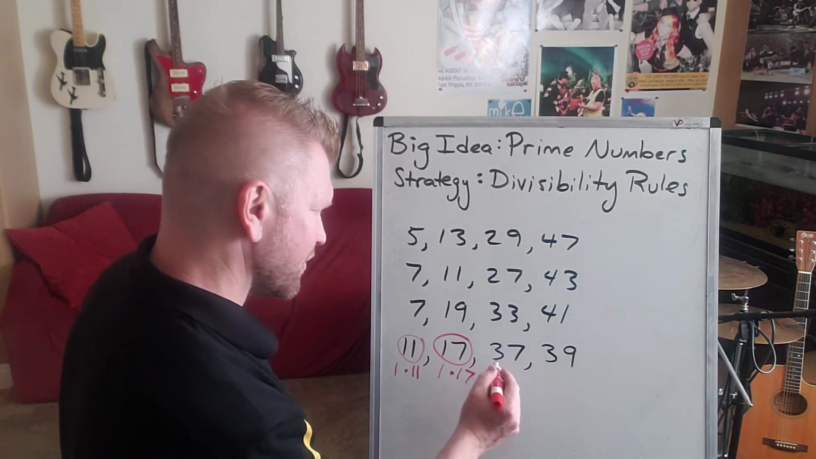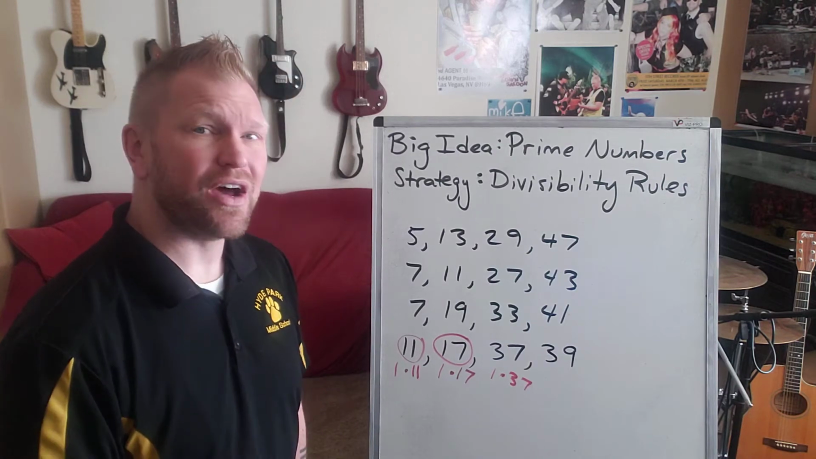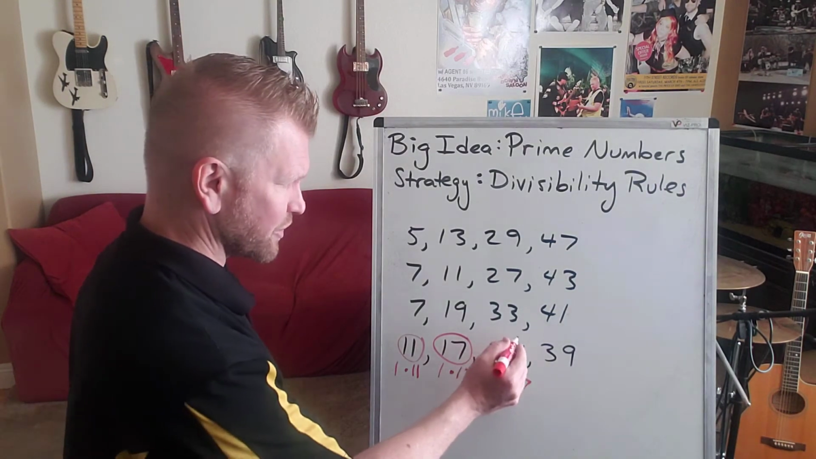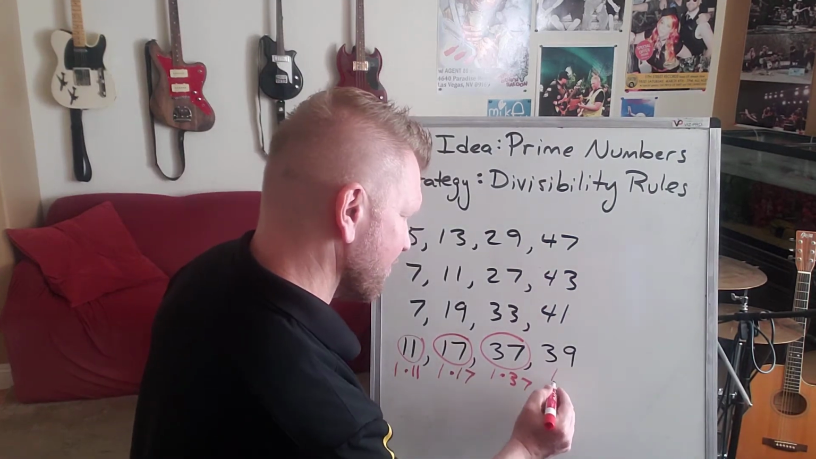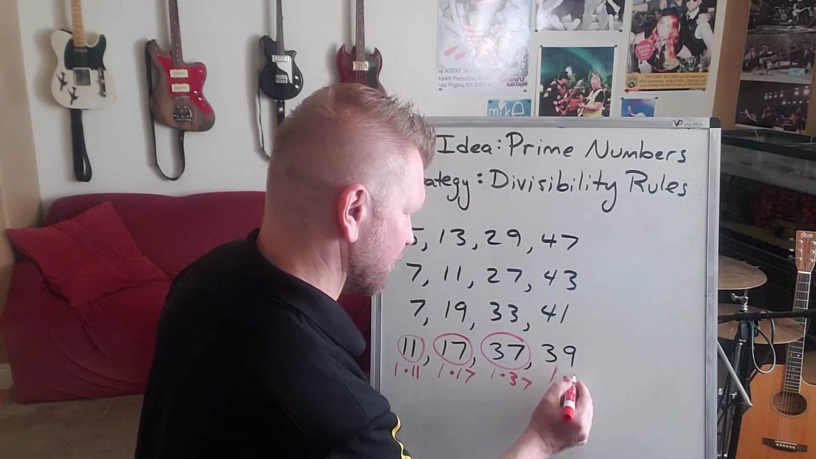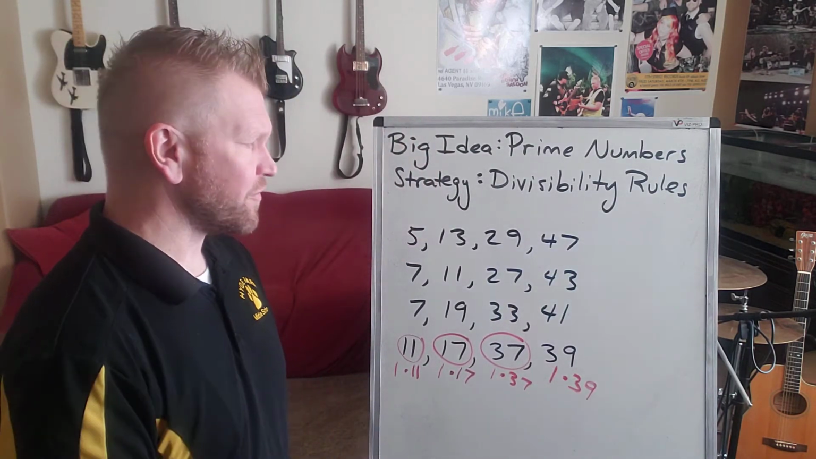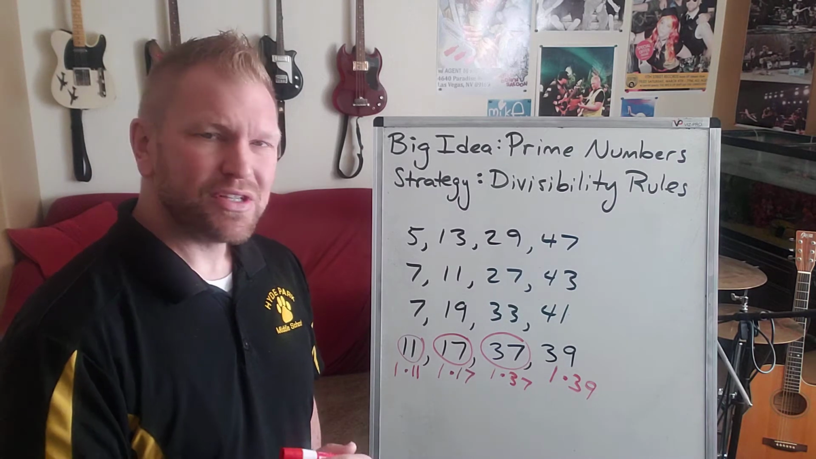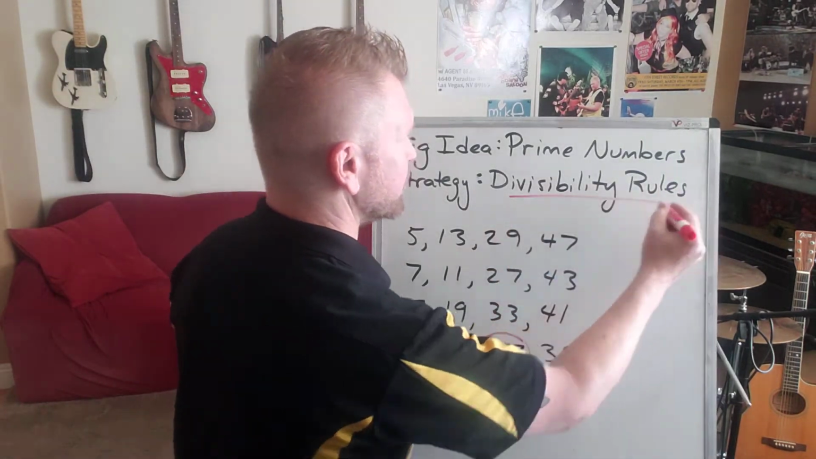All right, 37. You could do 1 times 37. Are there any other factors? I don't think there are. I think 37 is a prime number. For 39, we could do 1 times 39 to get 39. But are there any other factors of 39? To think if there are any other factors, let's take a quick break and talk about divisibility rules.